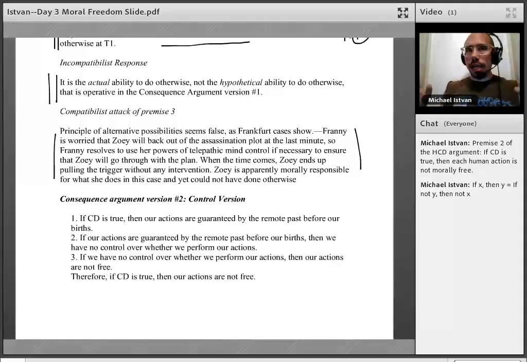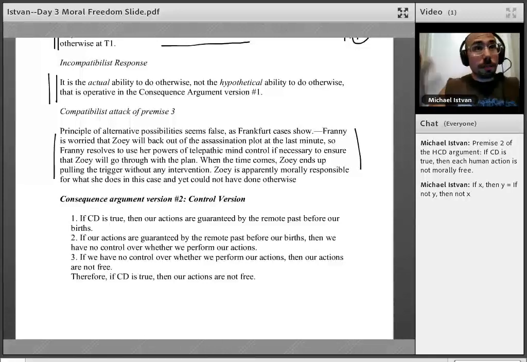So Franny has extraordinary powers of telepathic mind control. She's going to watch Zoe, and if it looks like Zoe's going to back out, Franny's just going to intervene and make Zoe pull the trigger, say. I guess that's the method of assassination. Okay, so that's the scenario. But when the time comes, Zoe ends up pulling the trigger without any intervention. Franny's watching, nervous. If she's not going to go through with it, I'm going to zap her. But she did end up going through with it.